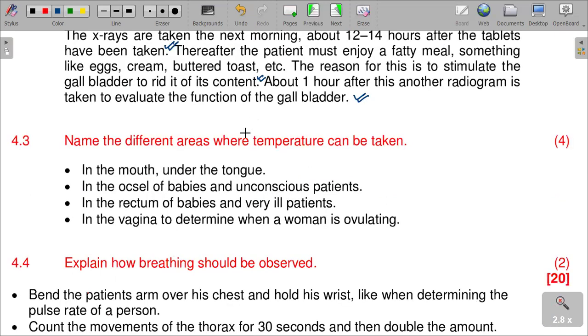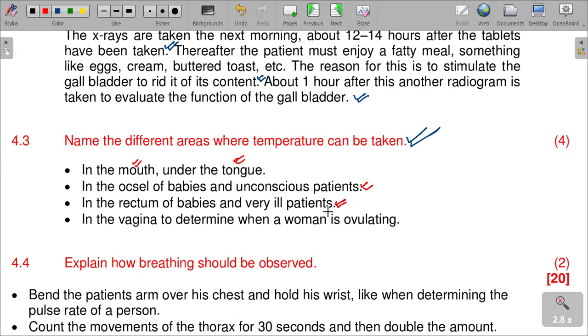Name the different areas where temperature can be taken. Temperature can be taken in the mouth, which is under the tongue. It can be taken in the axilla of babies and also unconscious patients. It can be taken in the rectum of babies and very ill patients, in the large intestines towards the anus. That's where the temperature can be taken again.